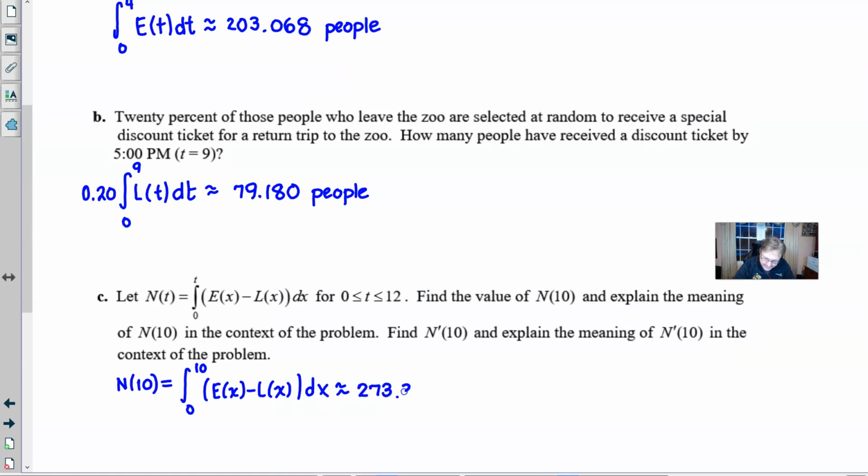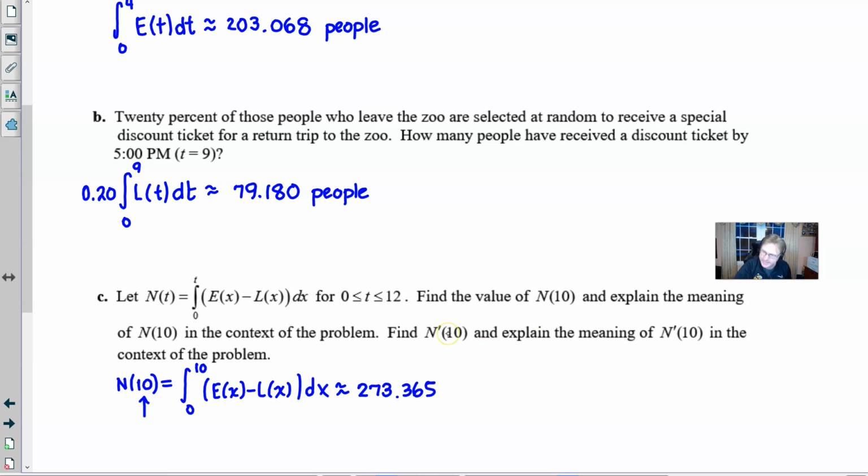But what does that mean? That's a good question. What does it mean? Well, think about it. You've taken the rate at which people were entering minus the rate at which people were leaving and integrated it. So you essentially have the total amount entered minus the total amount that has left, which is simply going to give you the total number of people in the zoo. When? At that time 10, because we're finding this at a very specific moment.